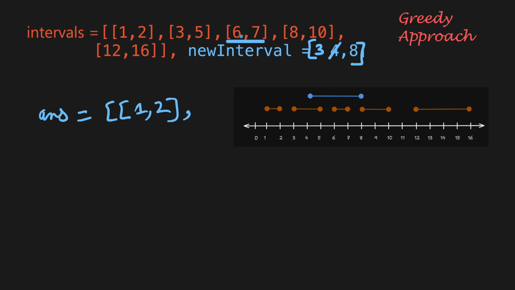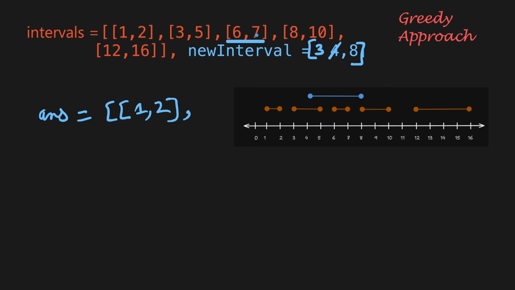And again we compare it with the updated merged interval, and we check: is the end time 7 less than the start time 3? The answer is no. And we check if the start time 6 of this interval is greater than 8, and the answer is again no. So this is another case of overlap, and we merge them again. The new start is the minimum of 3 and 6, equal to 3, and the new end is the maximum of 8 and 7, equal to 8.